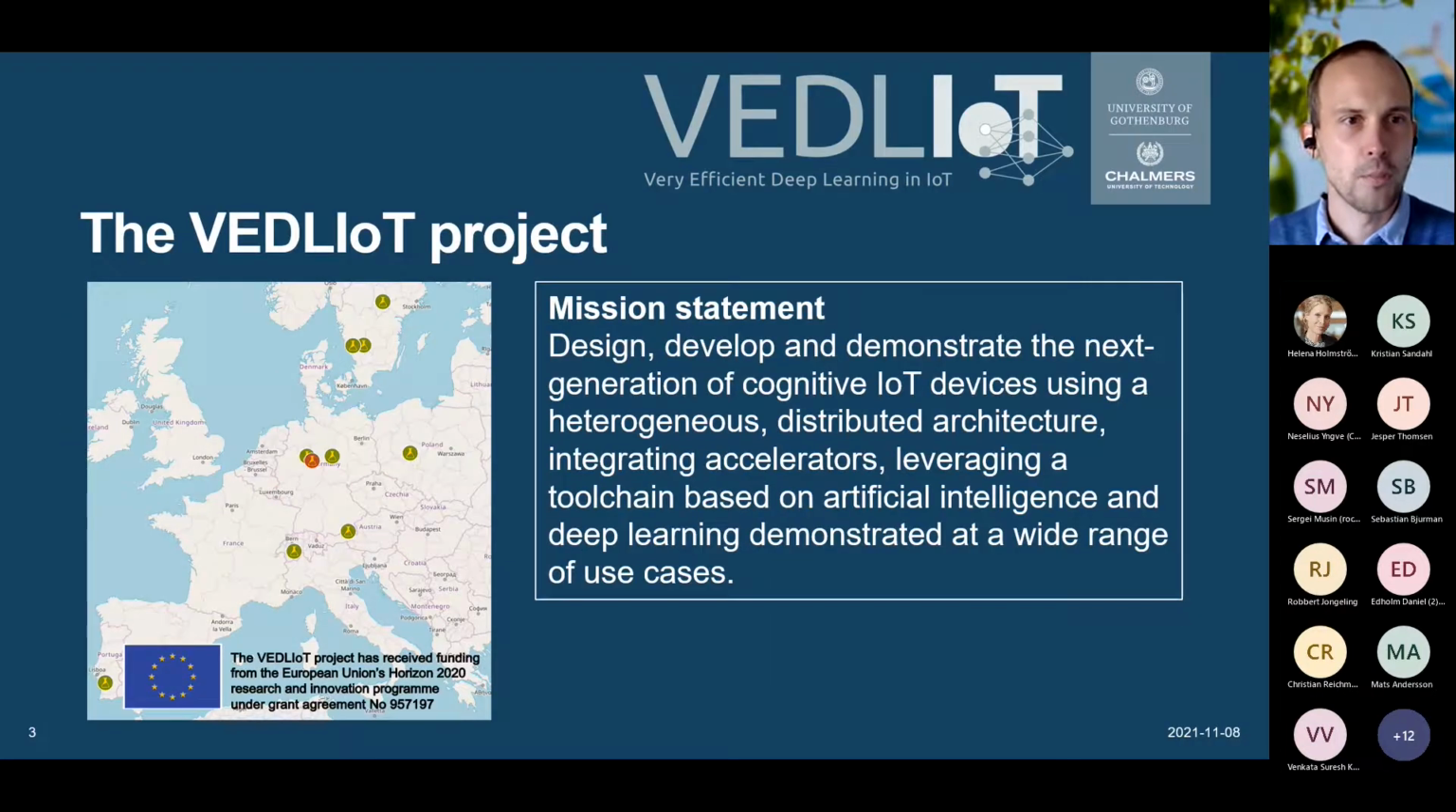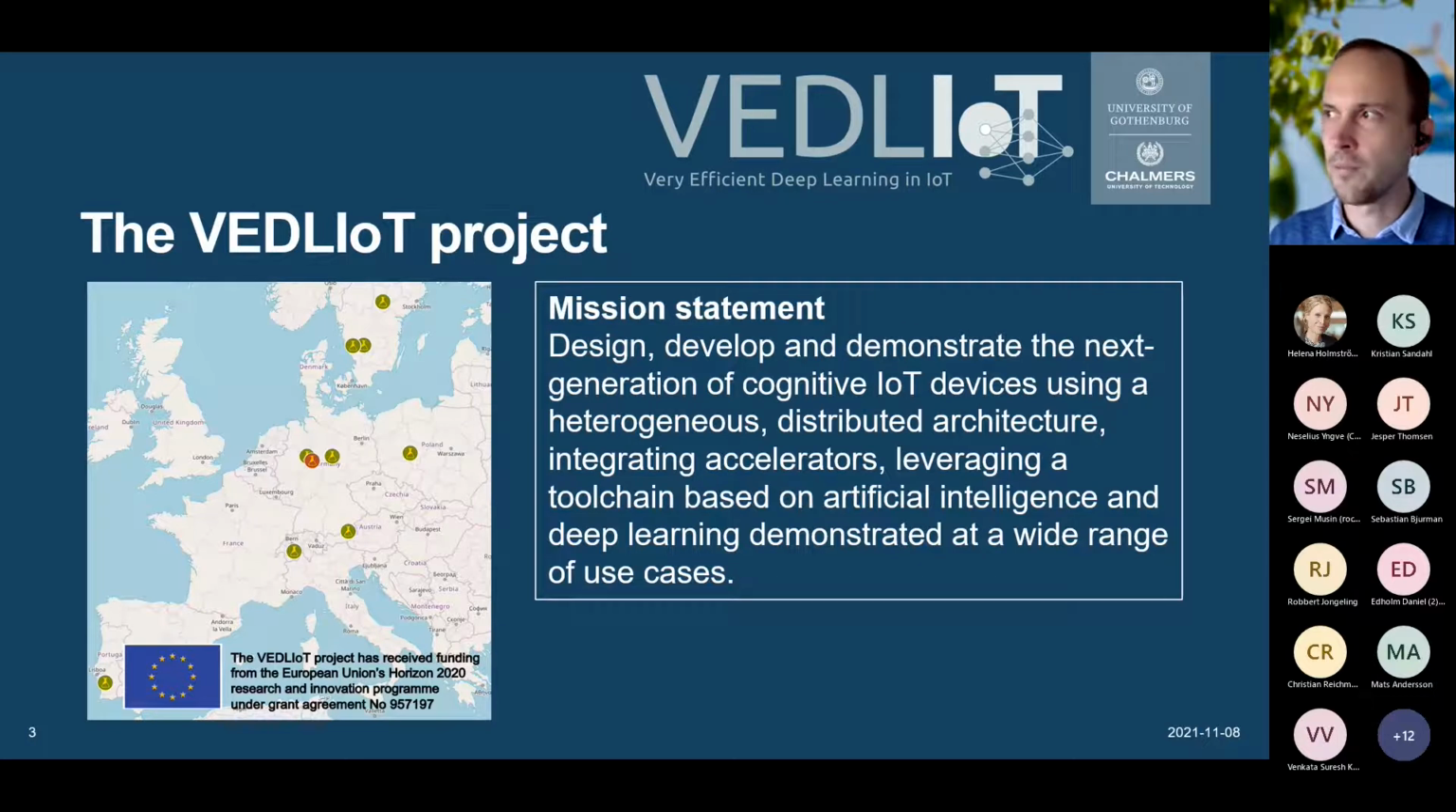I'm mostly working with a project called VETLIOT, and VETLIOT stands for Very Efficient Deep Learning in the Internet of Things. And the mission of this project is to design, develop, and demonstrate the next generation of cognitive IoT devices using heterogeneous distributed architecture, integrated accelerators, leveraging a toolchain based on artificial intelligence and deep learning, demonstrated at a wide range of use cases.